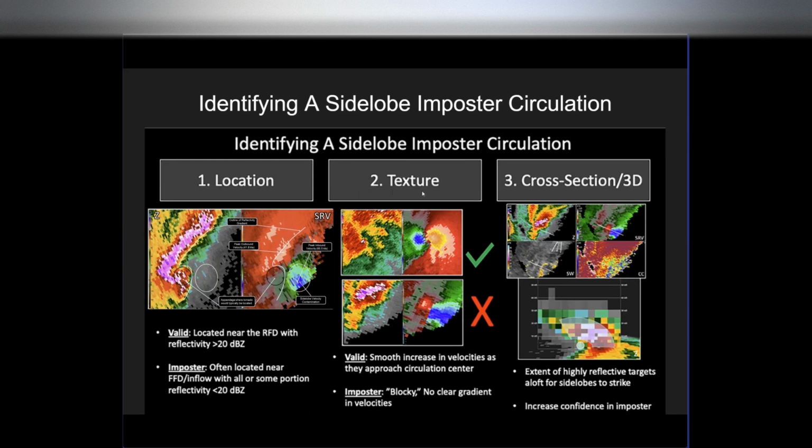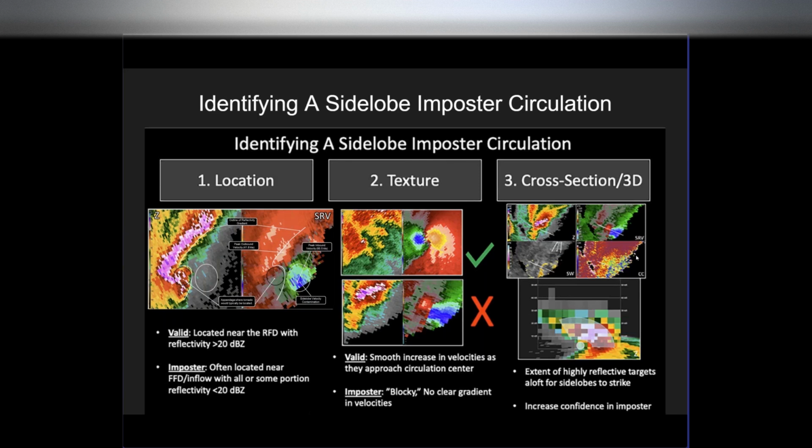You can also tell from the texture of the circulation or the velocity pattern. Notice that this image at the top is a likely tornadic circulation. See how smooth that is and how easy the transition is? Even in a static image, it looks like it's rotating. But if you look at the imposter version below, it's more blocky. There's no clear gradient in the velocities. They're just starkly next to each other, the inbounds, the blues, and the outbounds, the reds. So that's one way you can tell, is how blocky this is and not how fluid the transition is in the upper example.